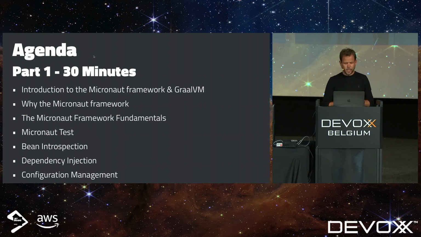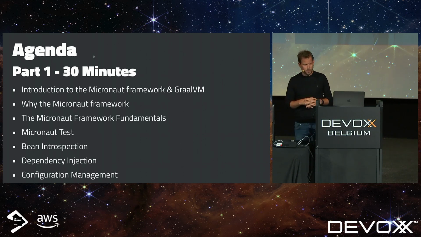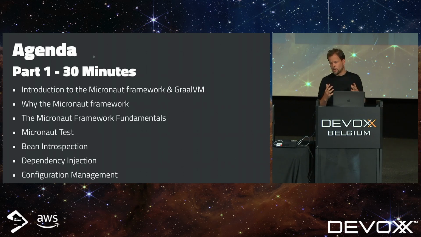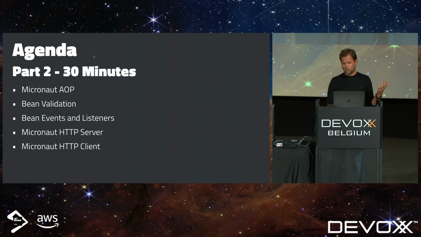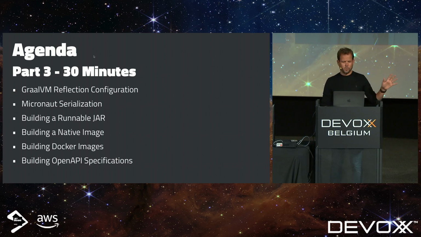So we're going to have a split agenda where we will introduce parts of the framework. We will start with part one, where we'll do introductory material. We will look at why Micronaut exists for those who haven't heard of Micronaut. We will look at some fundamentals, and some of the building blocks that make Micronaut what it is, how to test, and then we'll look at things like Micronaut AOP, bean validation, events and listeners, the HTTP server, and the Micronaut HTTP client.